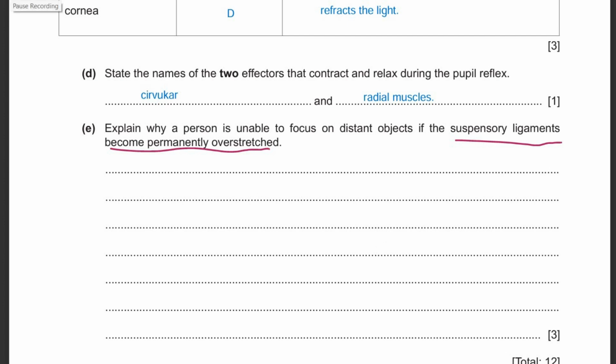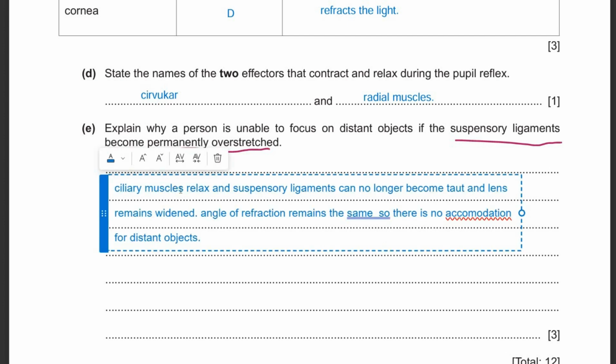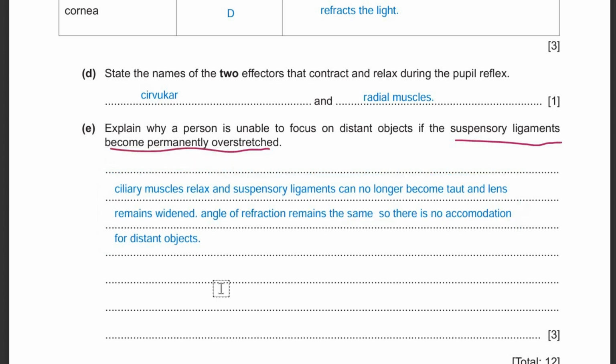Alright, so the answer to this question will be that ciliary muscles relax and suspensory ligaments can no longer become taut and the lens remains widened. The angle of refraction remains the same, so there is no accommodation for distant objects. Alright.